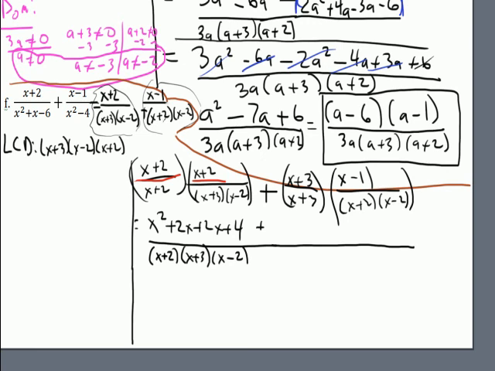Coming over here, the x plus 3 times x minus 1. Foiling that will give me x squared minus x plus 3x minus 3. Alright, and going through and combining like terms, I have an x squared and an x squared. That should be 2x squared.